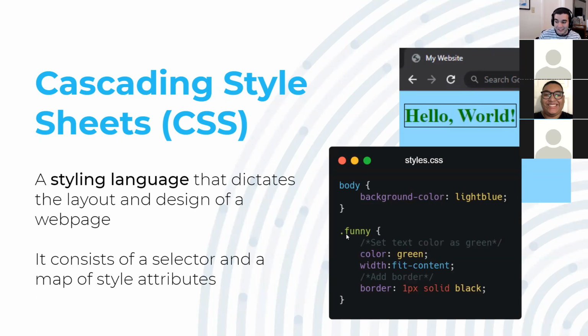Next, I'm selecting the funny class. There's a class named funny, and I'm selecting it here. For every element with this class, I'm basically saying the color is going to be green, width is going to be fit the content, and then I'm going to put a border around it, draw a little border around it like this. You can just assume that this is an H1 tag that has the funny class on it.